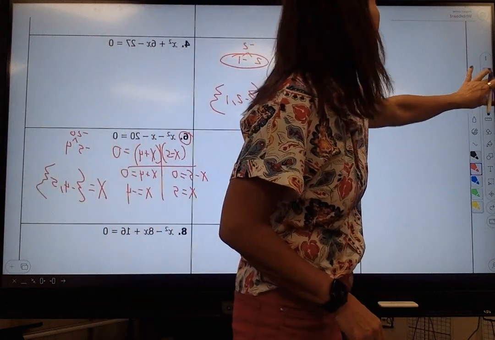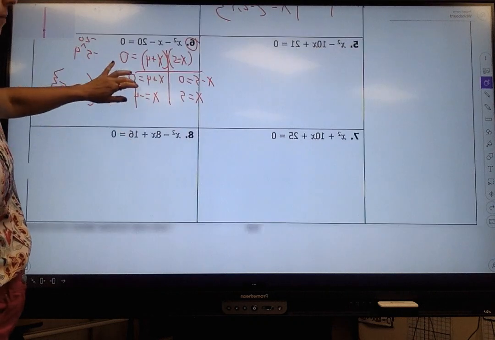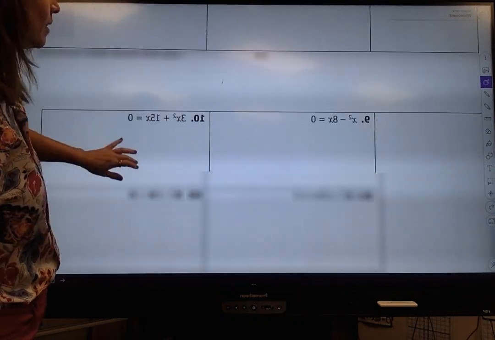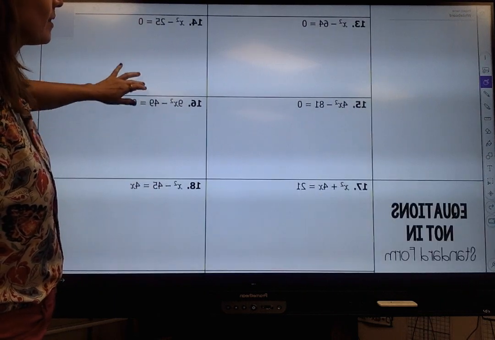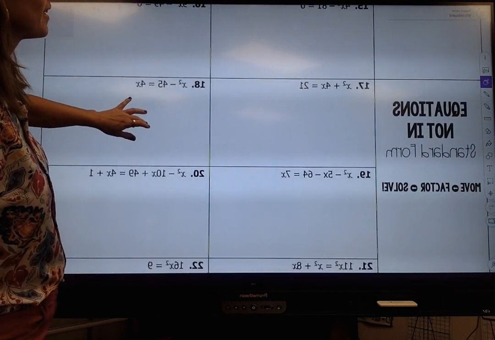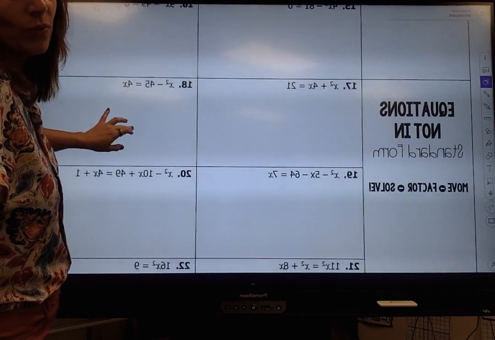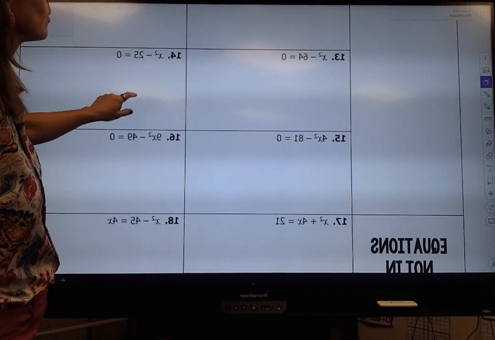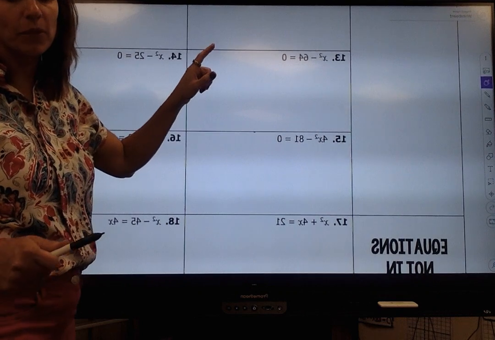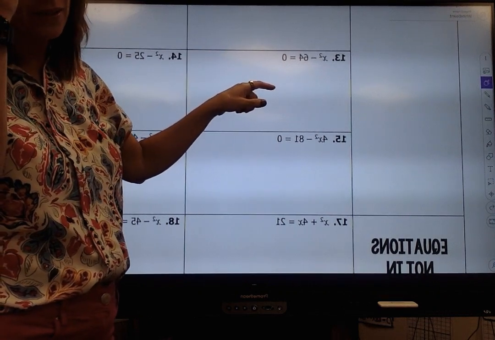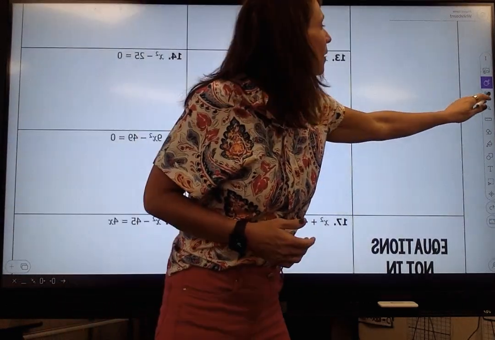So let's take a look at what happens when it's not given in standard form. Let's go up here to number 13. So remember, on number 13, there was an easy way. Oh, well, you know how to do that. Sorry, kind of all over the place.